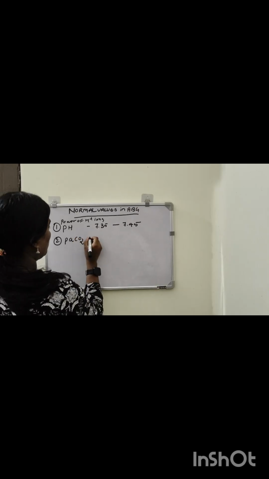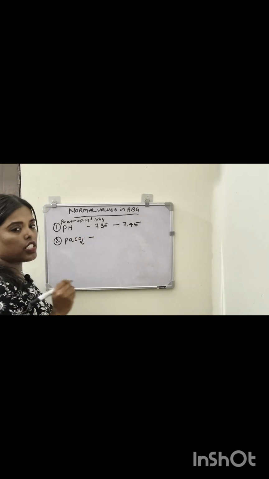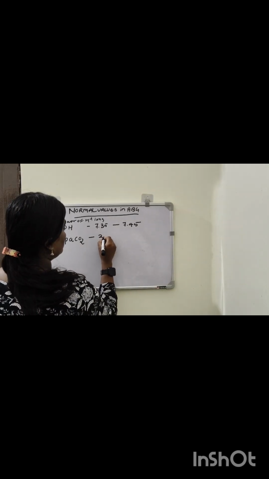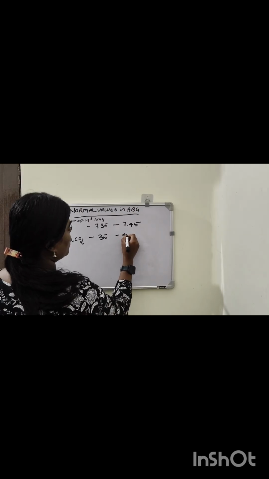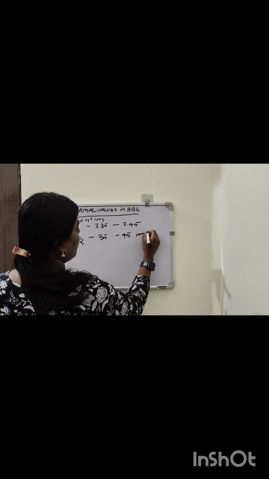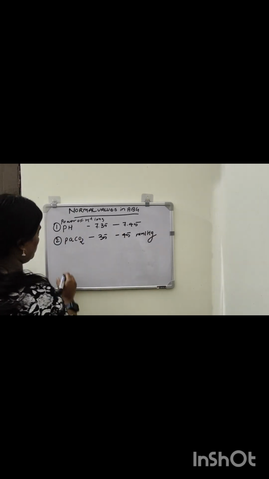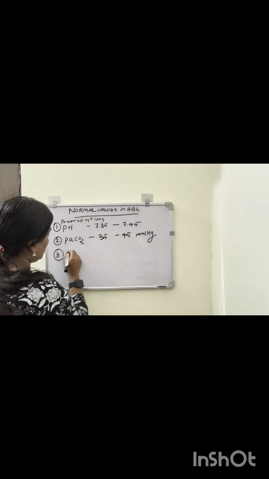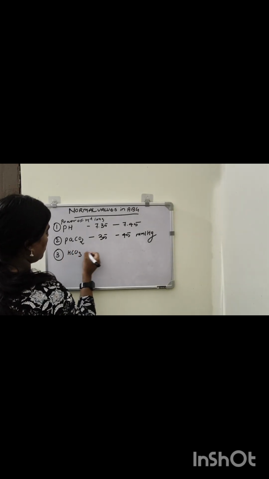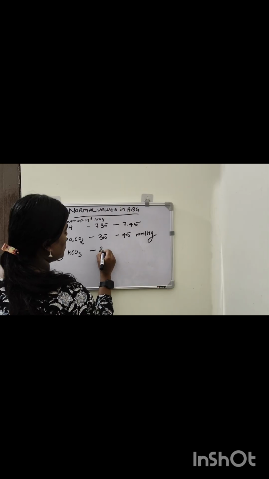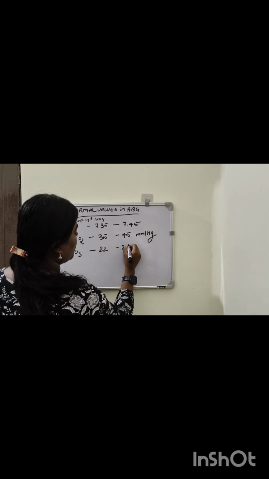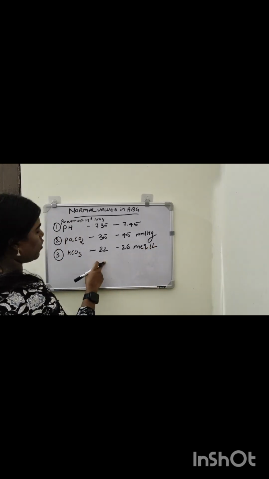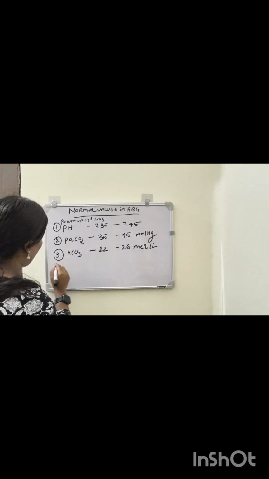Now, the second one is PaCO2. Partial pressure of CO2, carbon dioxide in our body is 35 to 45 mm of Hg. Third one is bicarb, that is HCO3. The value is 22 to 26 milliequivalent per liter. This is the normal range of bicarb in our body.